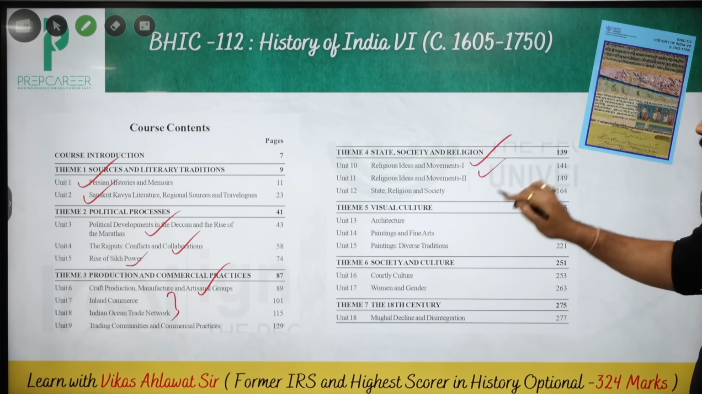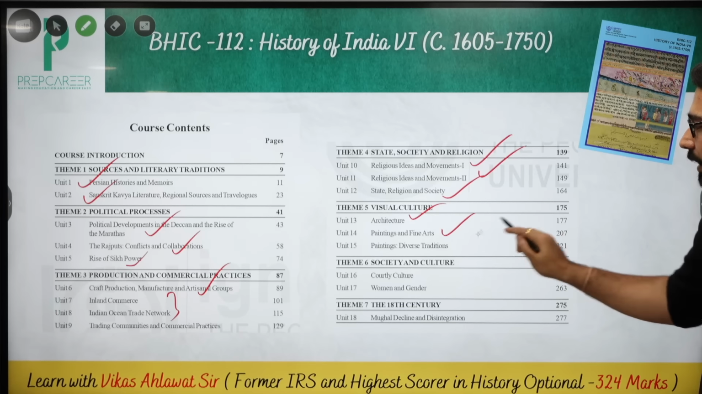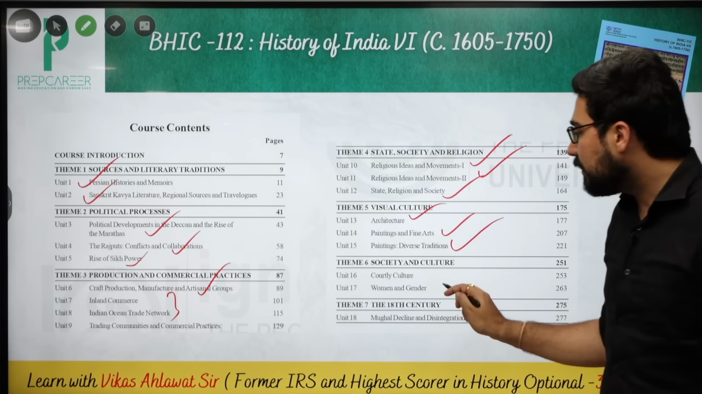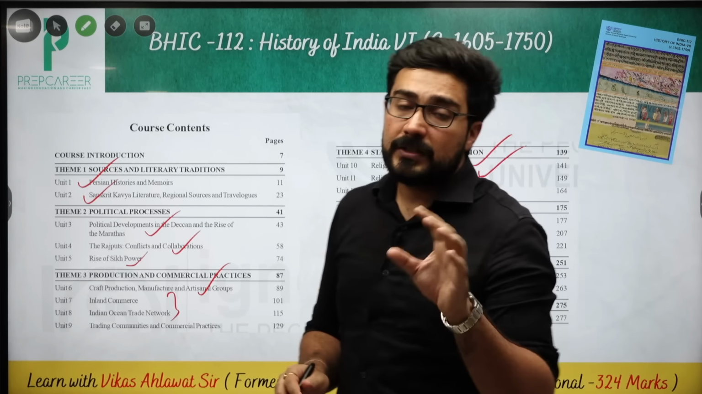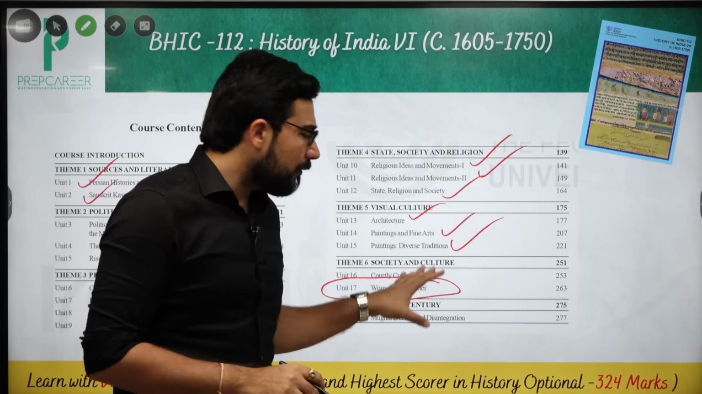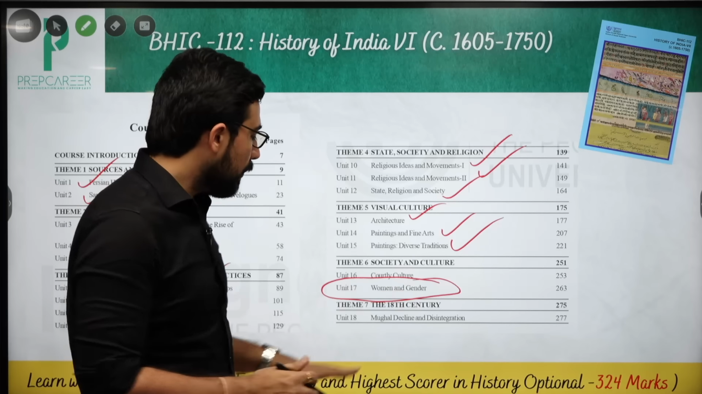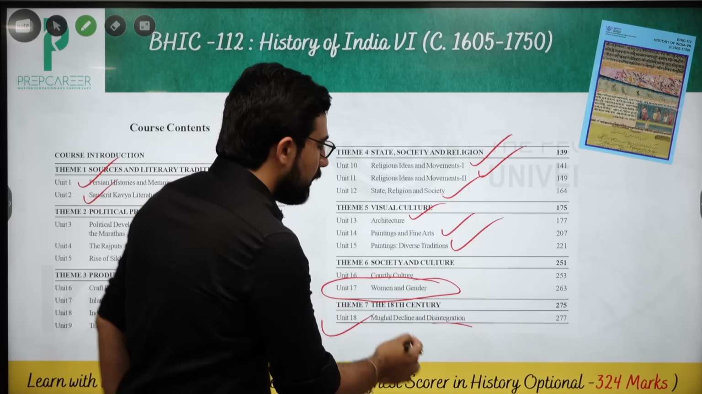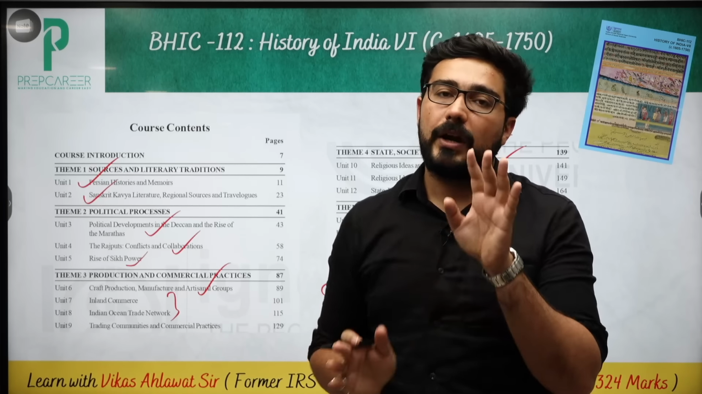Religious ideas, movements, state, religion, society, architecture, painting, and diverse tradition. All of this becomes very important. You can read unit number 17 also if you wish to understand the subaltern history, but it is more important from the interview point of view, not from the exam point of view. And Mughal decline and disintegration. So 18th century remains a very important topic. Every year you will find one question from here.